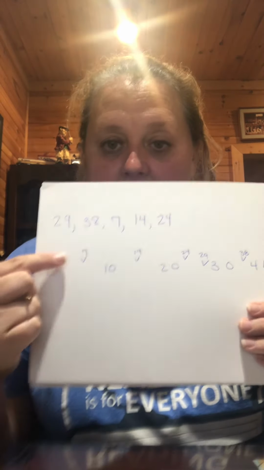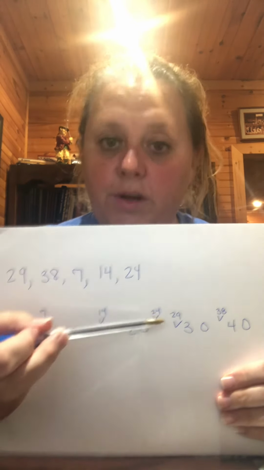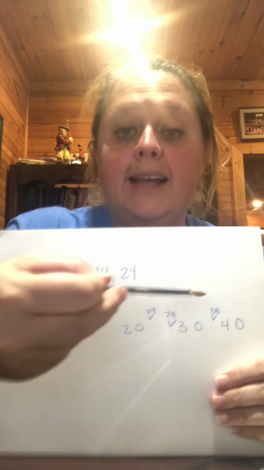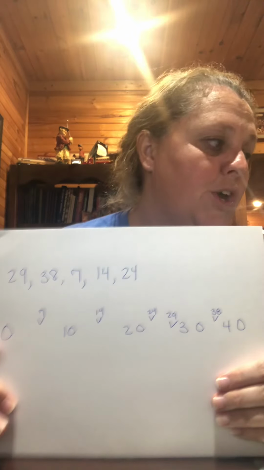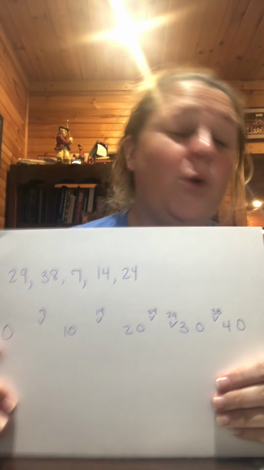So now we can say 7 is less than 14. 14 is less than 24. 24 is less than 29. And 29 is less than 38. So if you have a sequence of numbers, we can say it like that. Or we can go the other way.